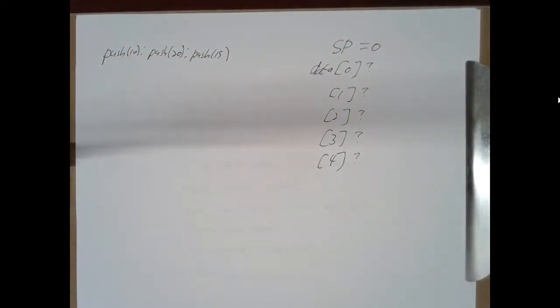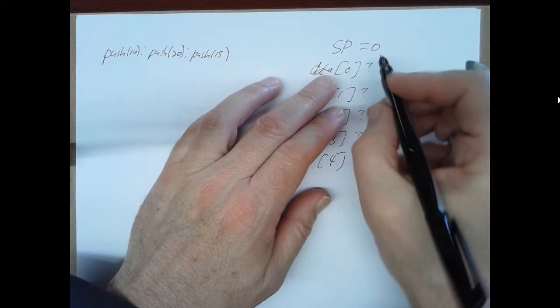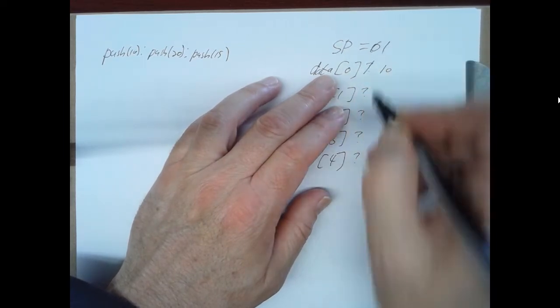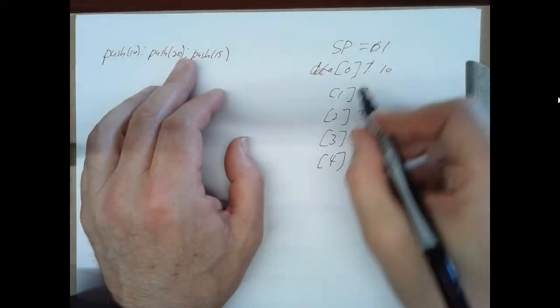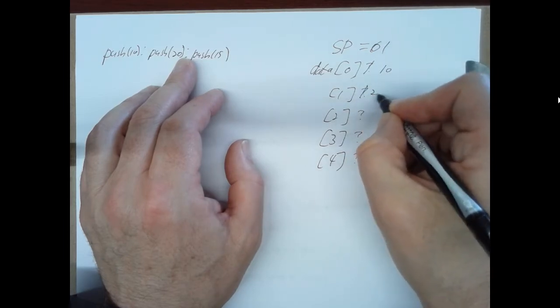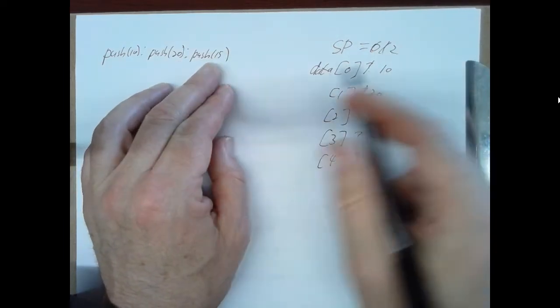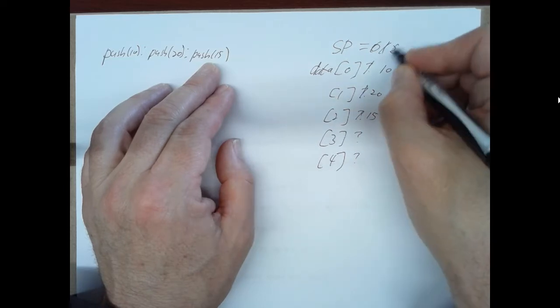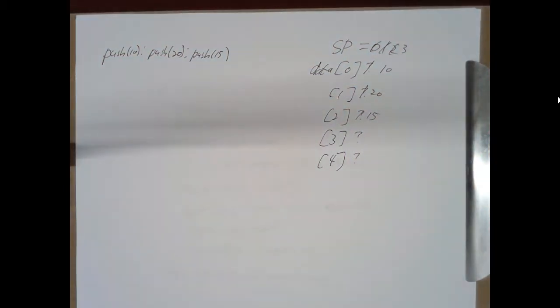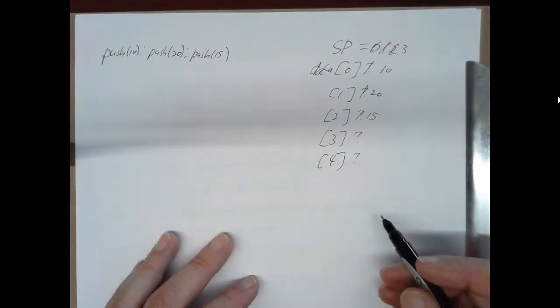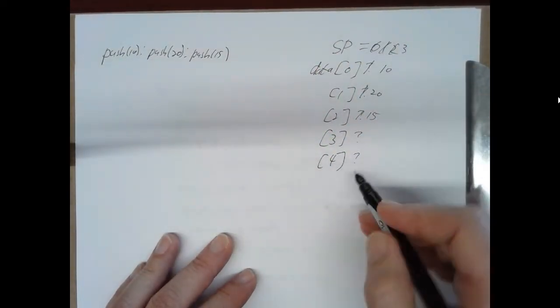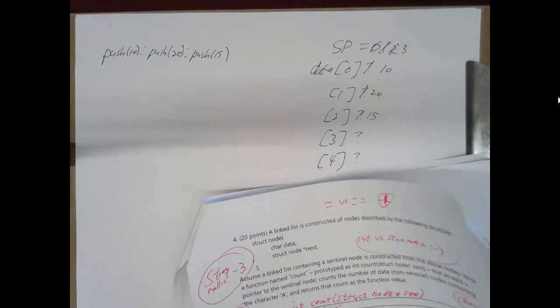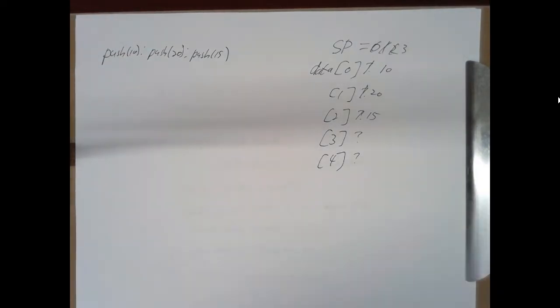All right, so what does a push do? Stores the data at the location given by SP, increments SP. So push 10 will store a 10 at index 0, and then increment SP. Push 20 will store 20 at index 1 and increment SP. Push 15 will store at index 2 and increment SP. So in part A, at the end of the 3 pushes, your stack pointer is 3. The values in your memory are 10, 20, 15, and 2 question marks. We don't know what's in 3 and 4.